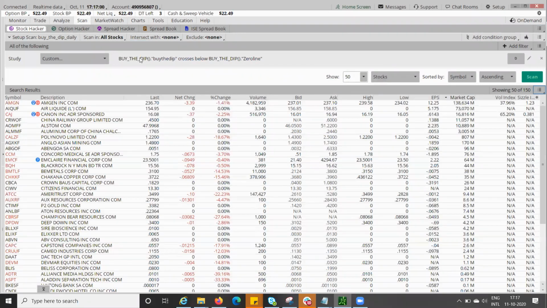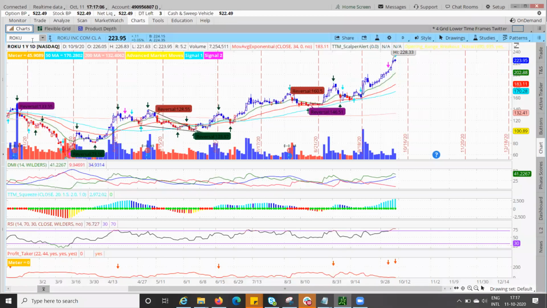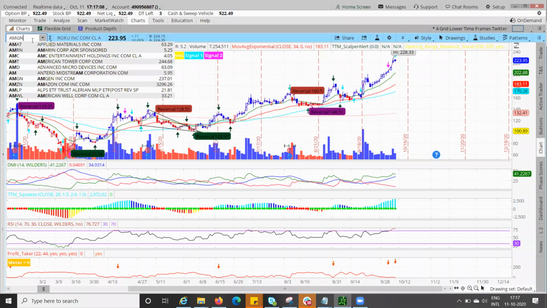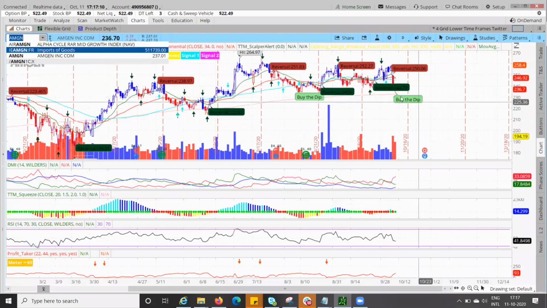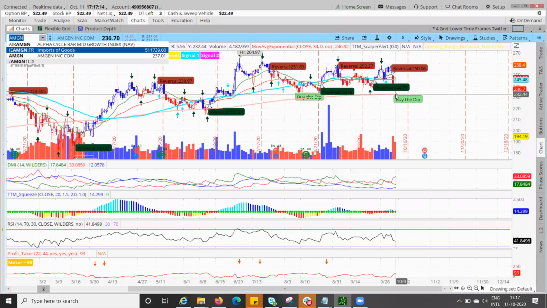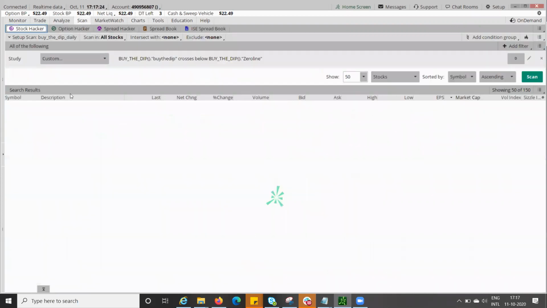This is buy the dip, which is telling me to buy the dip of AMGN. Okay, so if I go here, AMGN, I should see buy the dip right there. Similarly, you will have something which is fill the gap. Once you do that, you will tend to see the scanned items.